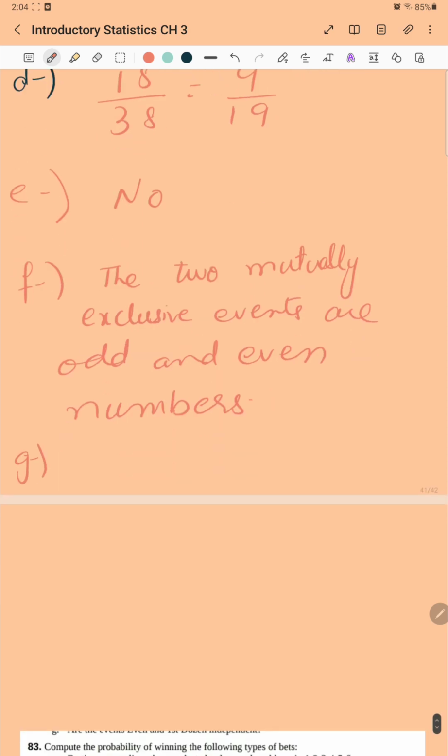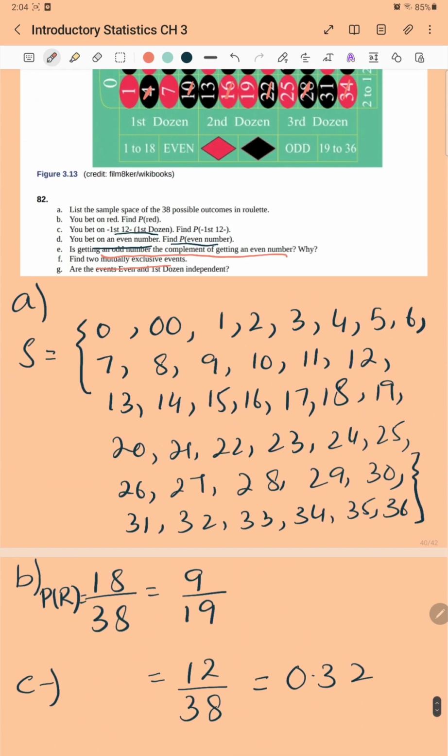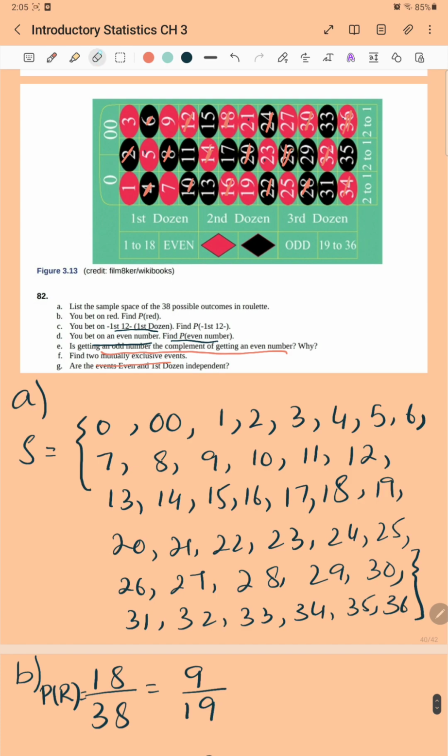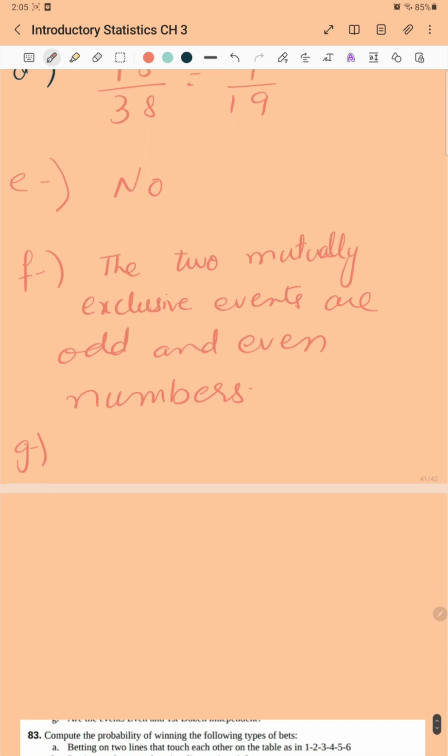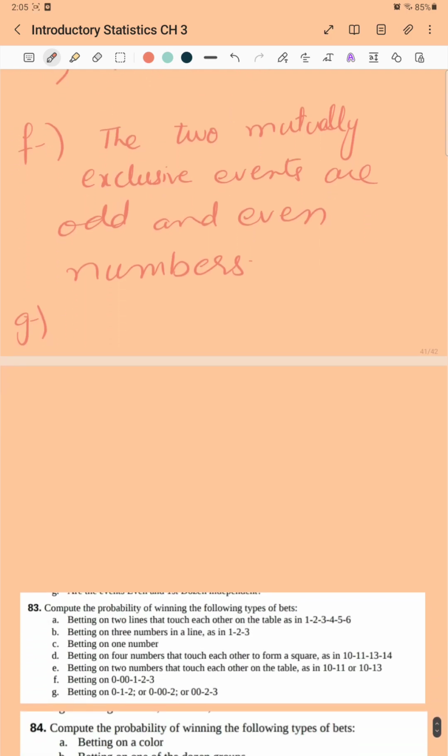Then the last is part G. Are the events even and first dozen independent? So the first dozen are the numbers 1 to 18 and even numbers are. So are they independent? If they're independent, they're. What is the meaning of being independent?